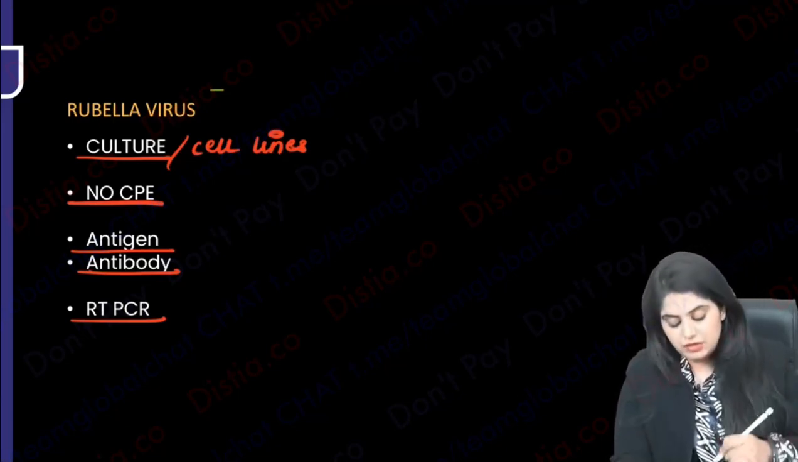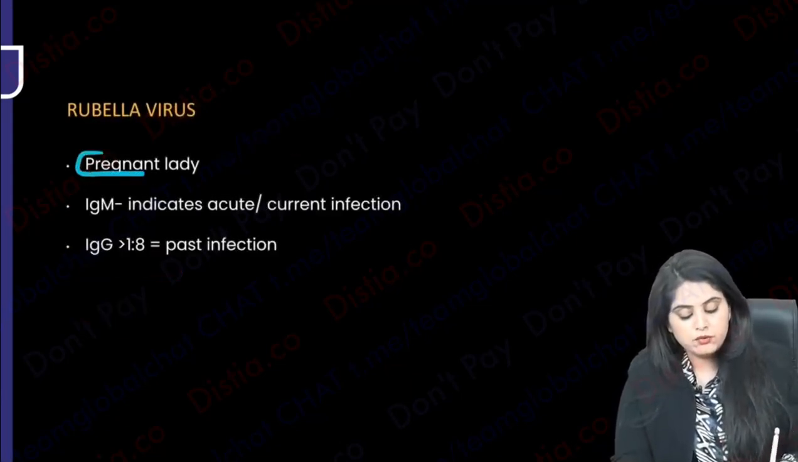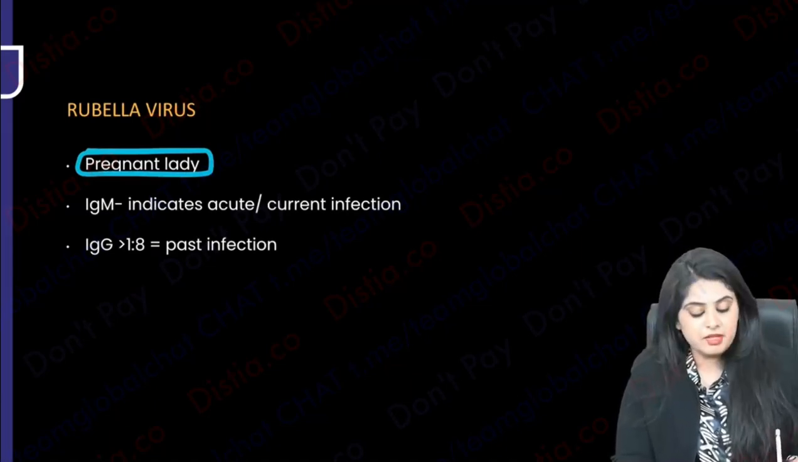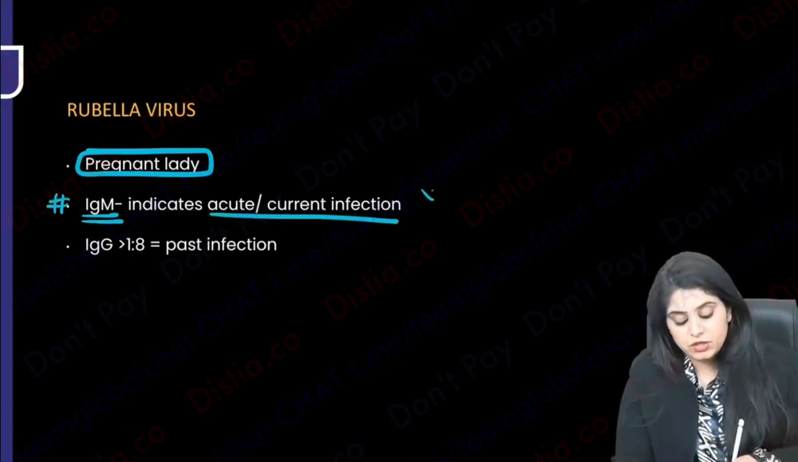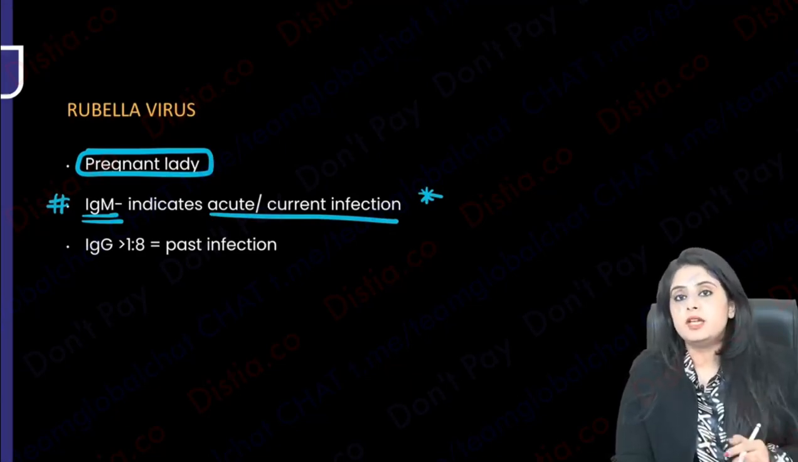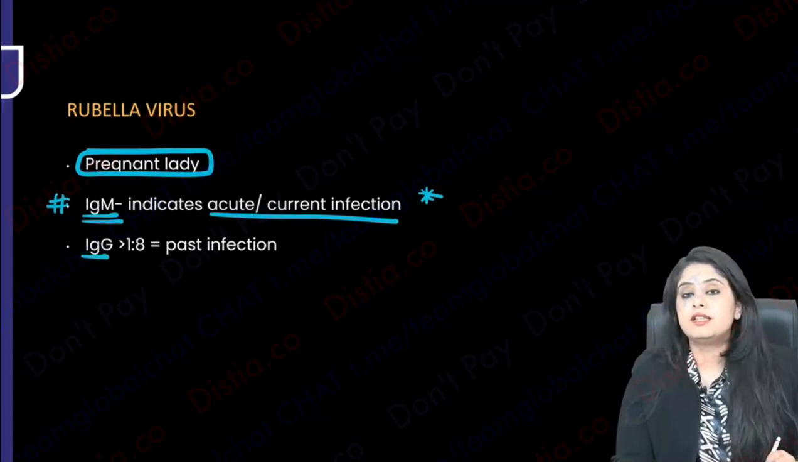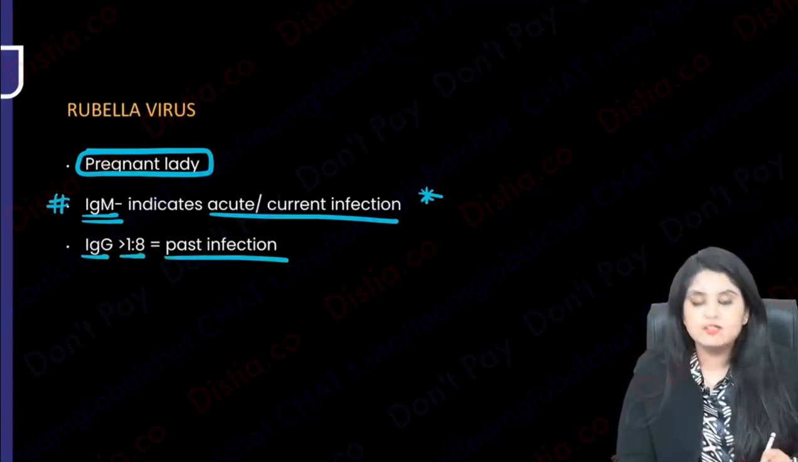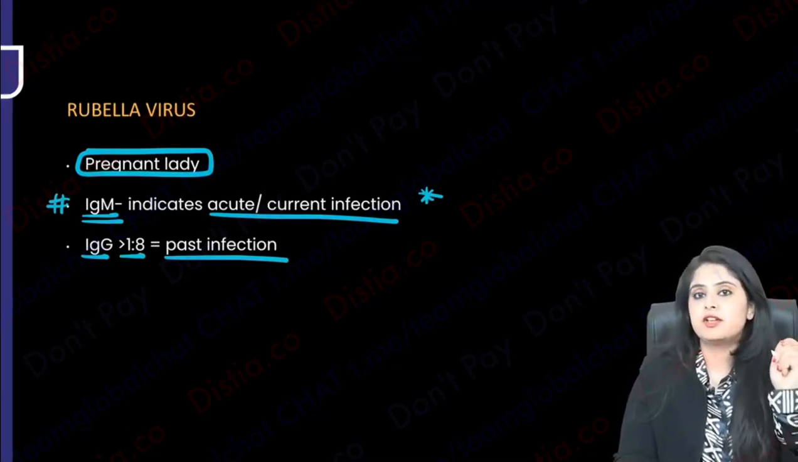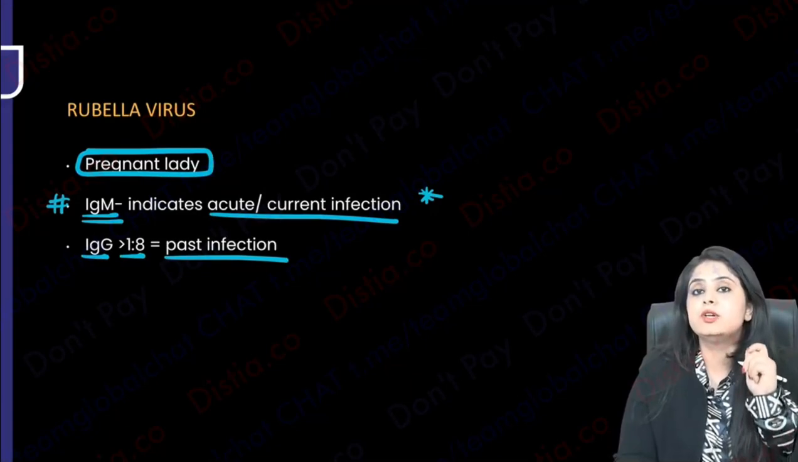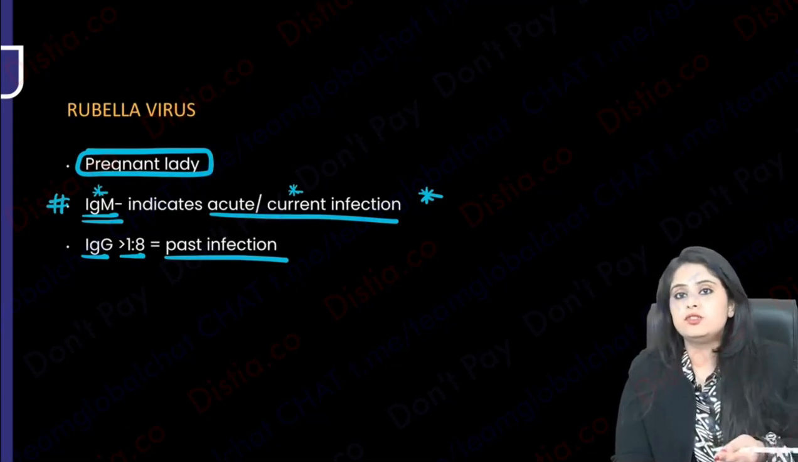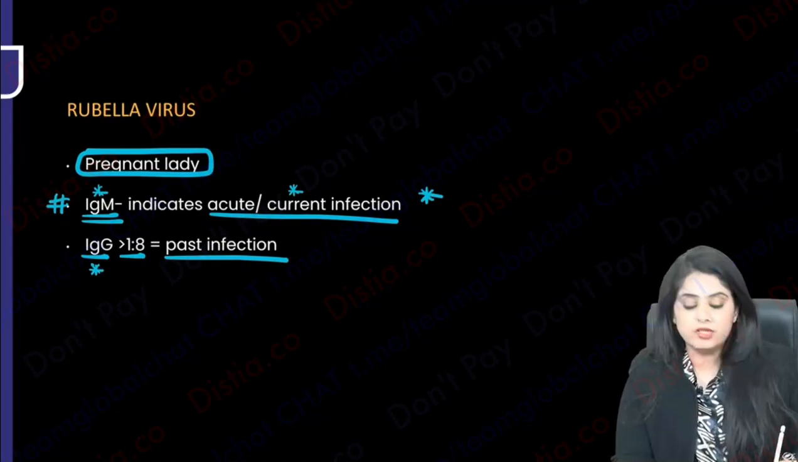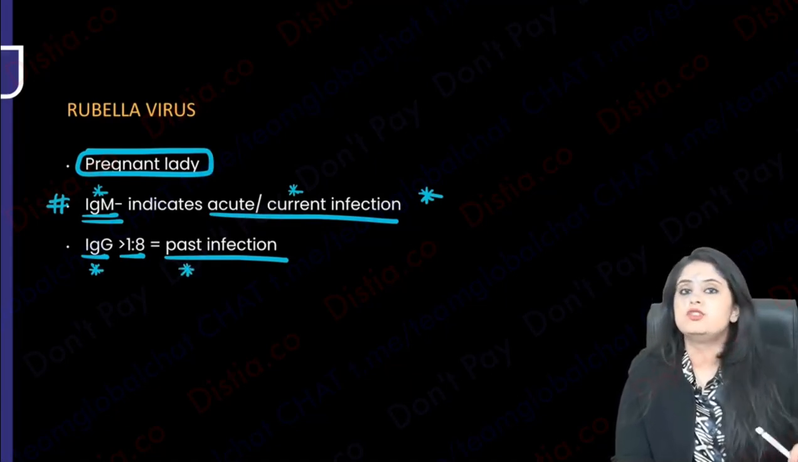But definitely, because it is transplacental, you have to know what to look out for in a pregnant lady. For a pregnant lady, please remember, if you find IgM, that indicates a recent or acute infection, and that is what is dangerous. If a female is pregnant and you find IgG antibodies with a titer of more than 1:8, that is not dangerous for the child because that indicates a past infection. So when you do a rubella antibody profile, you need to look out for IgM antibodies, because that will indicate a current infection that can be dangerous to the child. If she has IgG antibodies, this means it was somewhere in the past. That is not dangerous for the child.